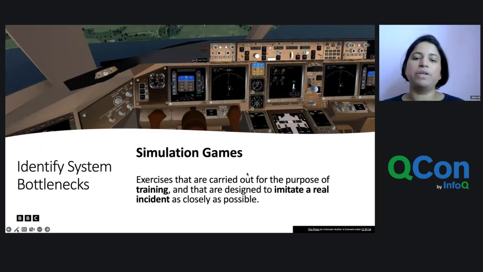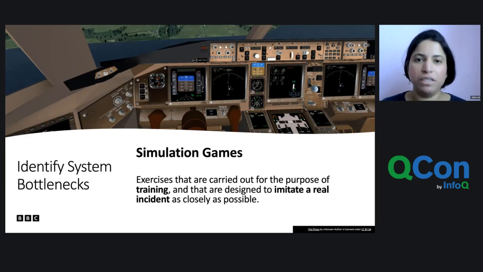This nicely segues into our next slide, which is identifying system bottlenecks. And the very first one I will talk about here is simulation exercises. So we had an incident on 10th of May. On the back of that incident, iPlayer backend and US had a simulation game. These are nothing but exercises carried out for the purpose of training, and they're designed to imitate a real incident. In this simulation exercise, we replicated the 10th May incident.